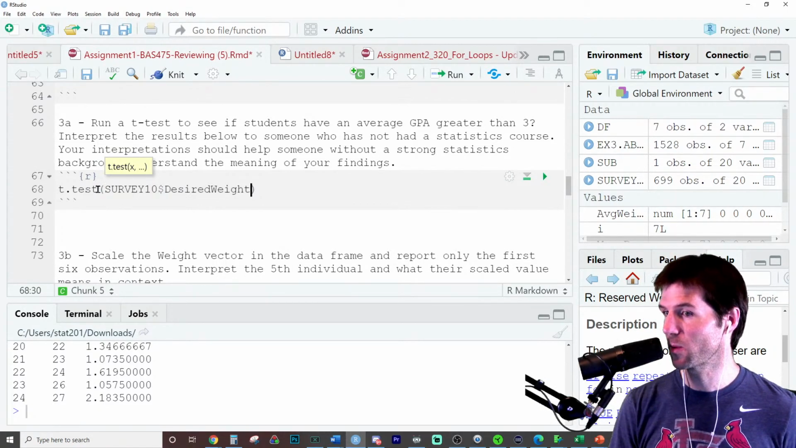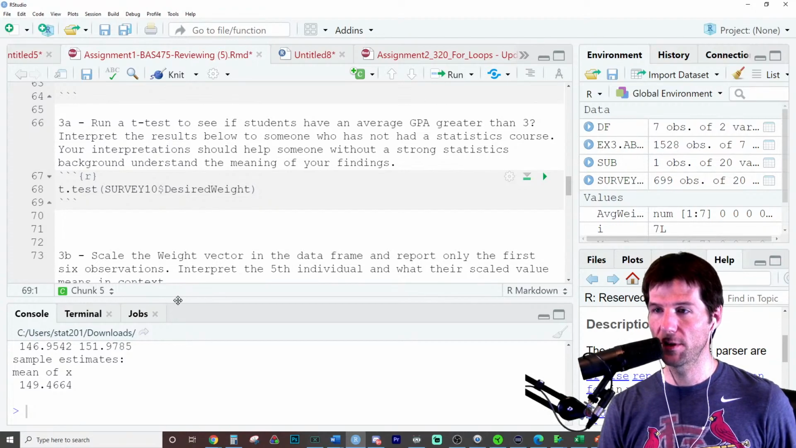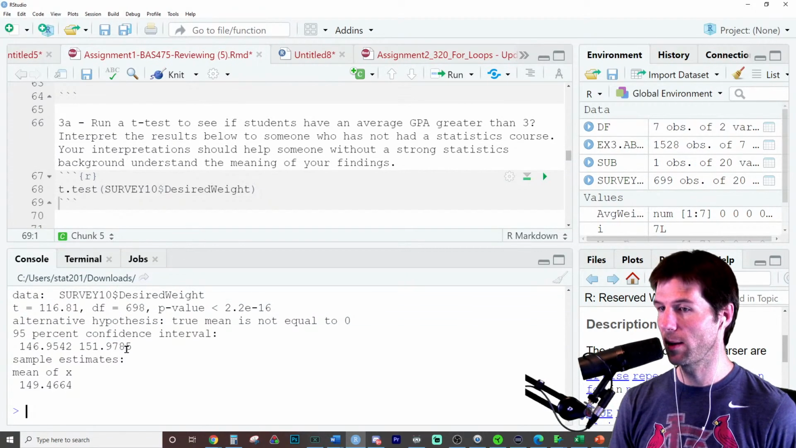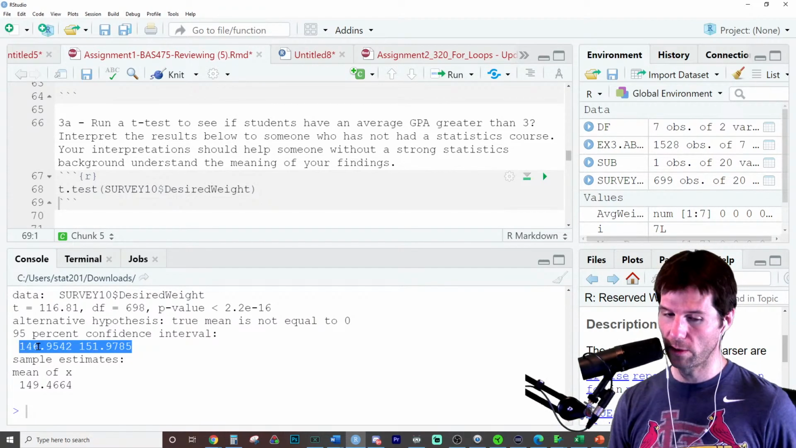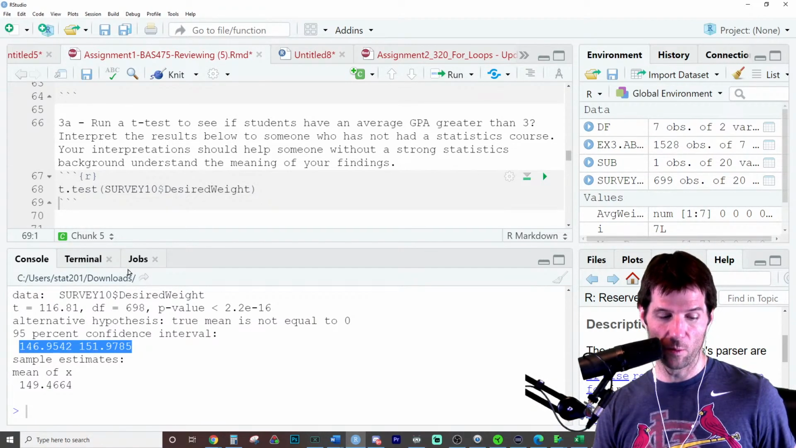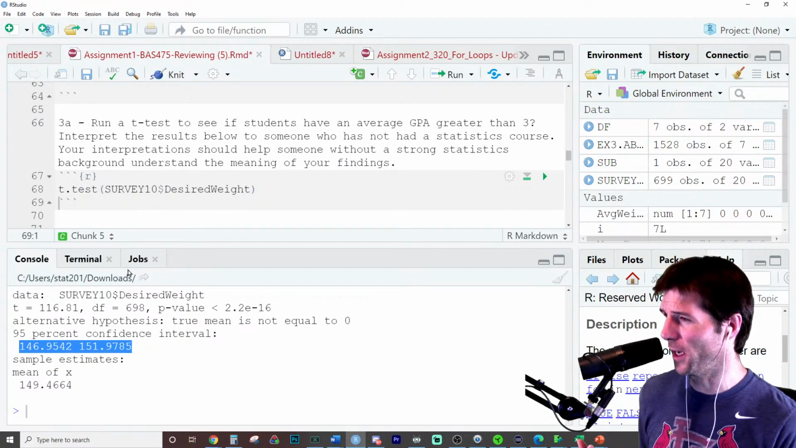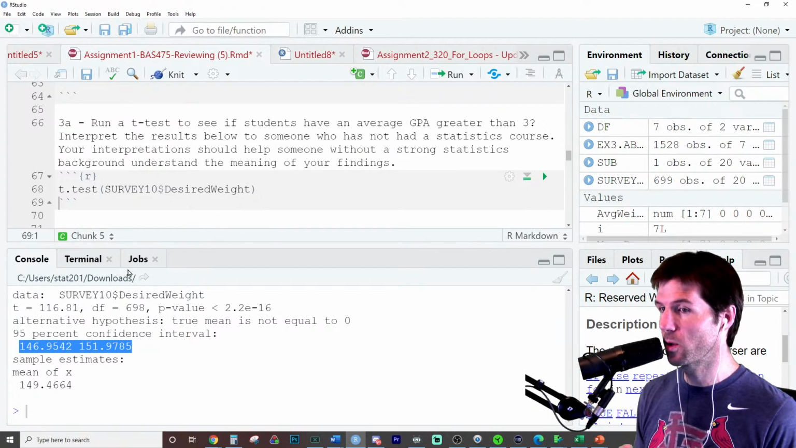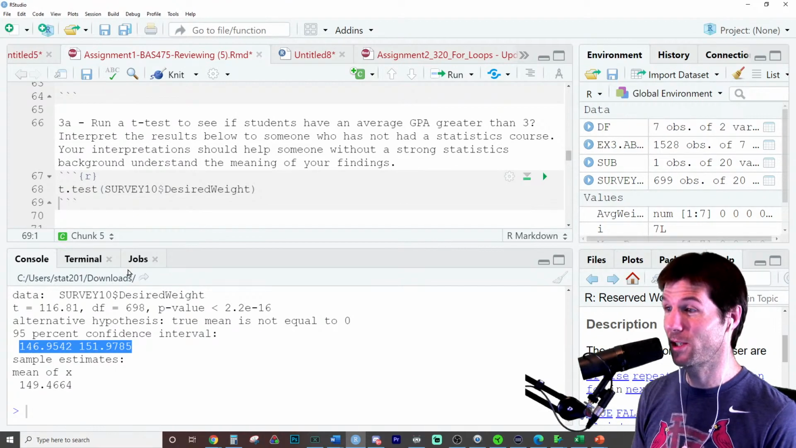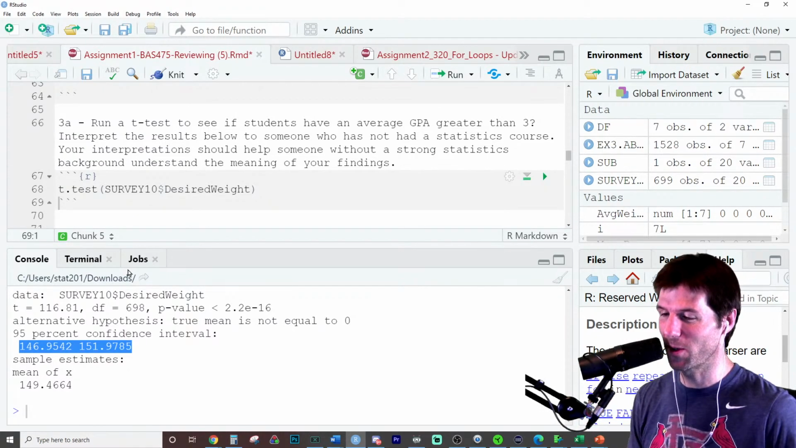If we run t.test by itself, it'll actually give a confidence interval for the values that people want to weigh. So if we went out and talked to all UT students and asked them, how much do you want to weigh? We think the truth of what students want to weigh is somewhere between 147 and 152. The interpretation is what we like; that's what business analytics is about.